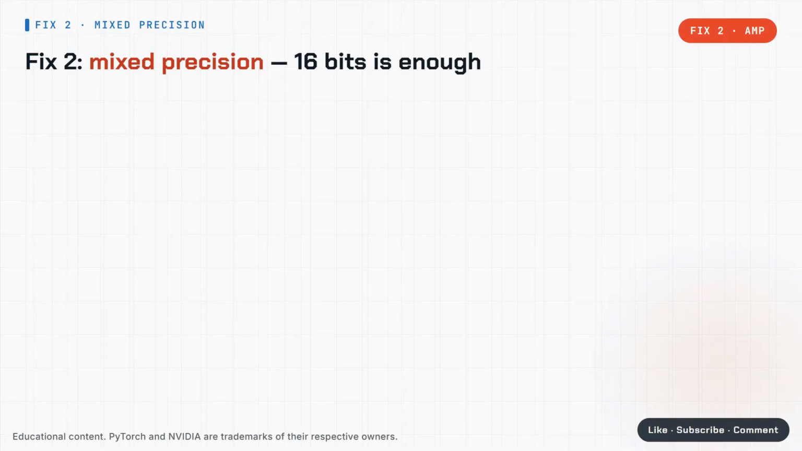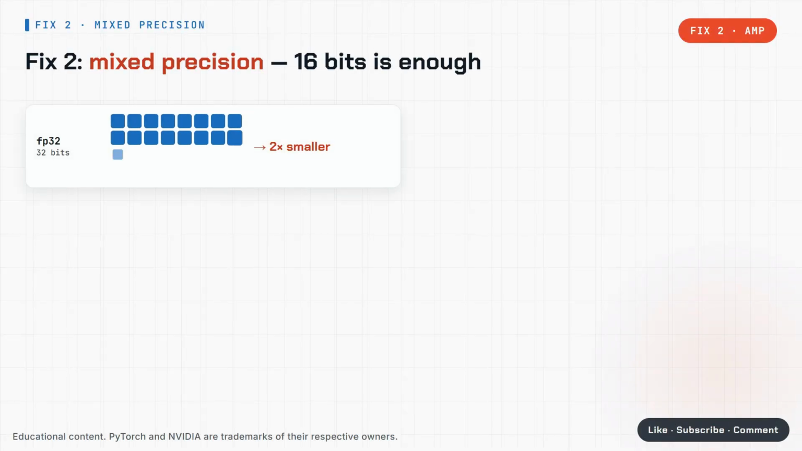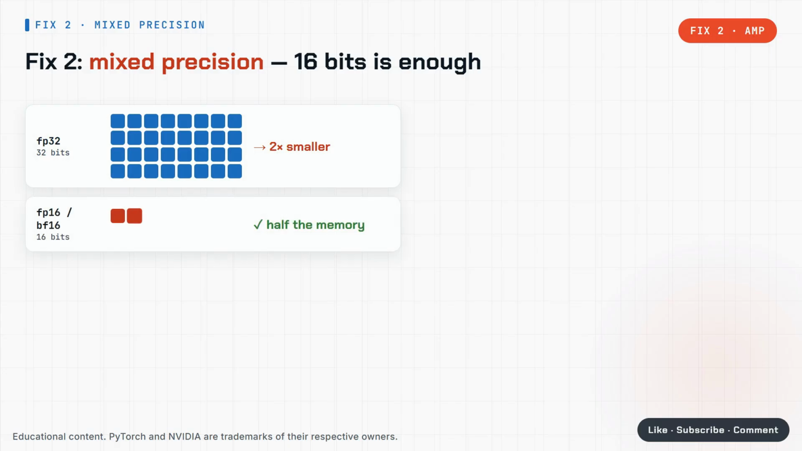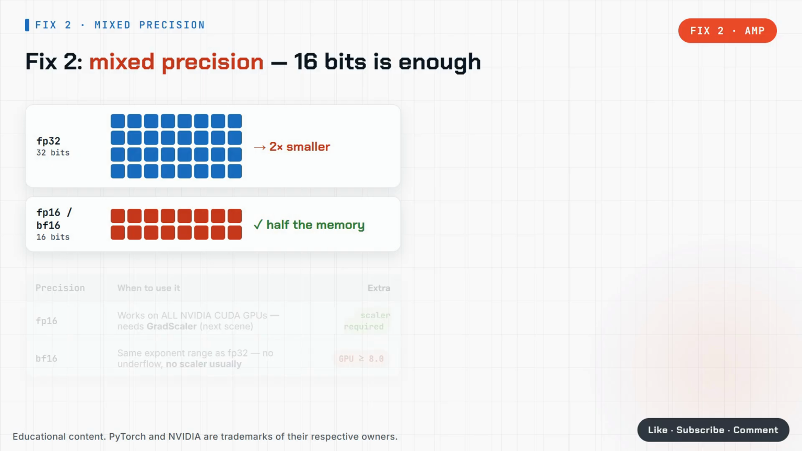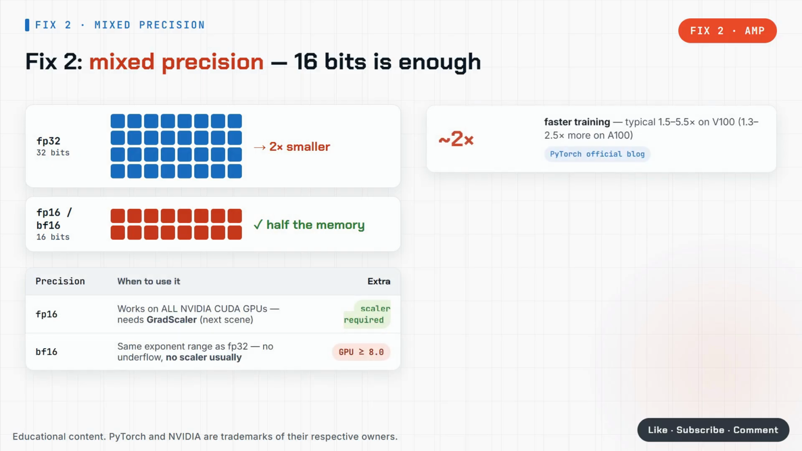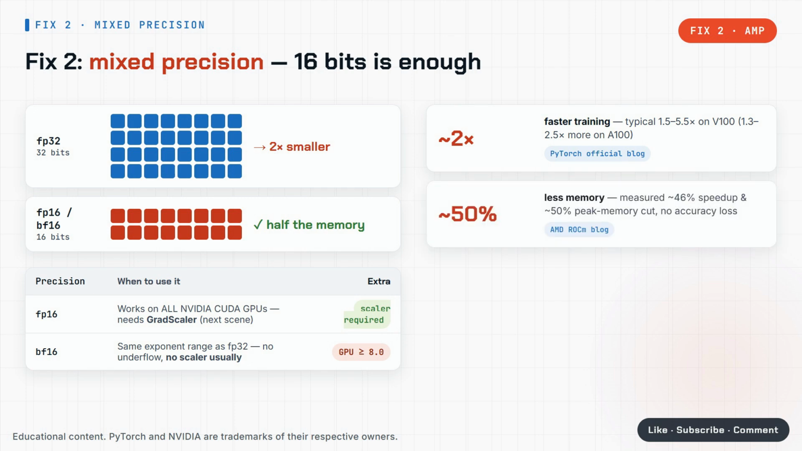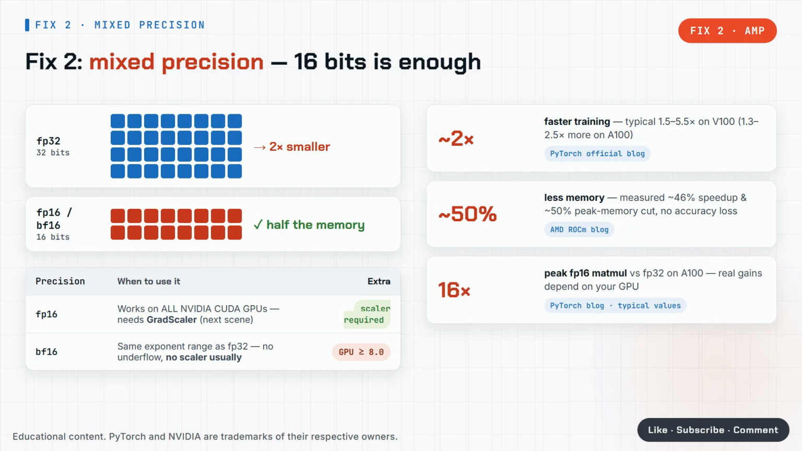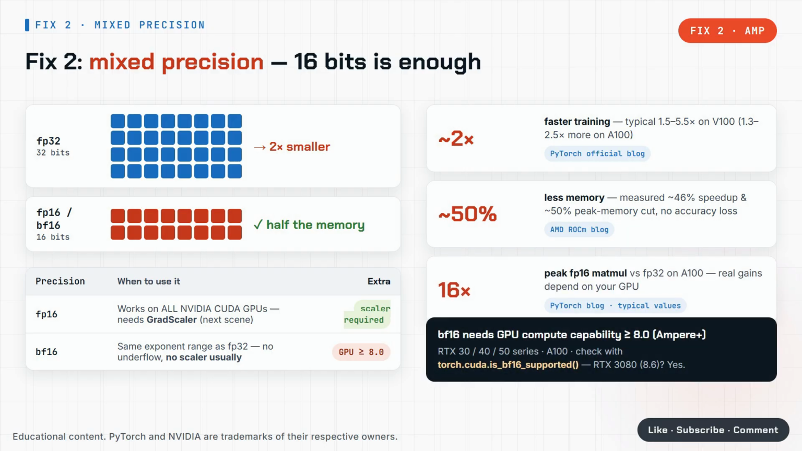Fix 2, mixed precision. 16 bits instead of 32. Half the memory and much faster math on modern GPUs. 2 flavors. FP16 works on every NVIDIA CUDA GPU and needs a gradient scaler. BF16 has the same range as FP32. Usually no scaler needed, but it requires compute capability 8 or newer. RTX 30, 40, 50 series, and A100. Typical results, up to twice faster and around half the memory.